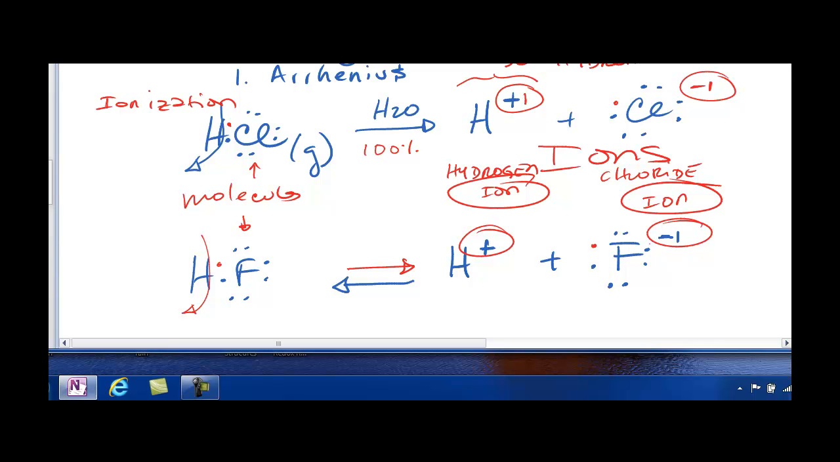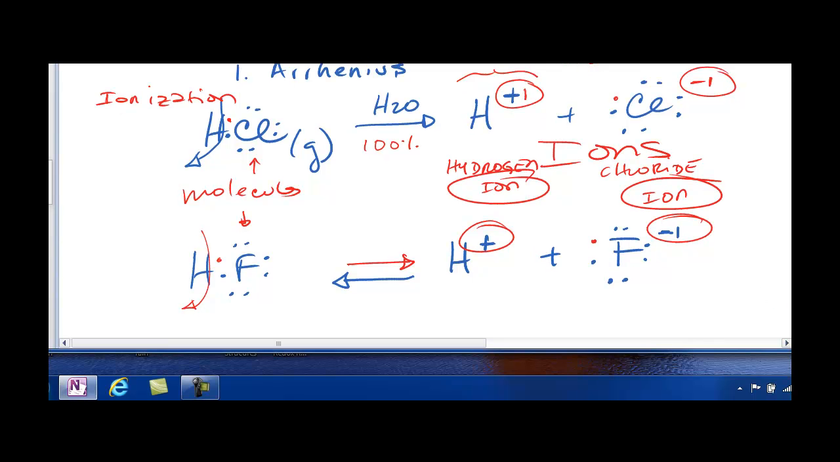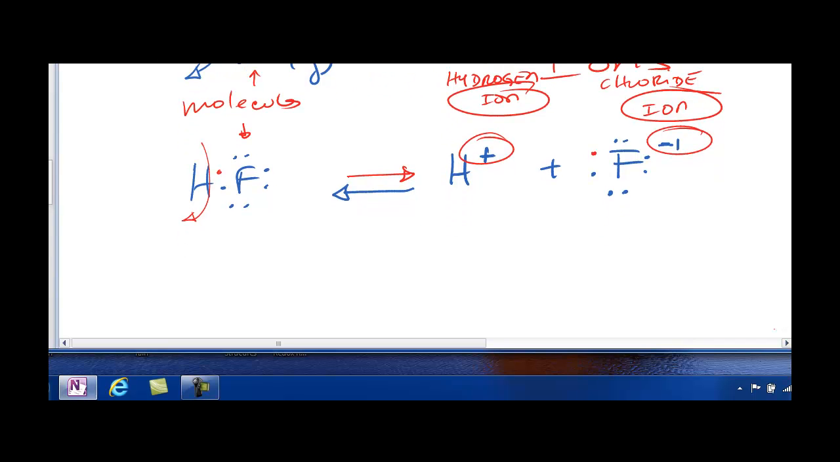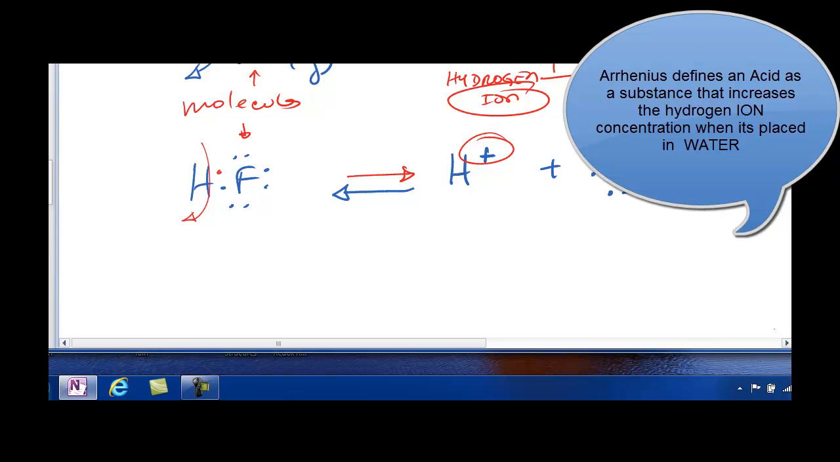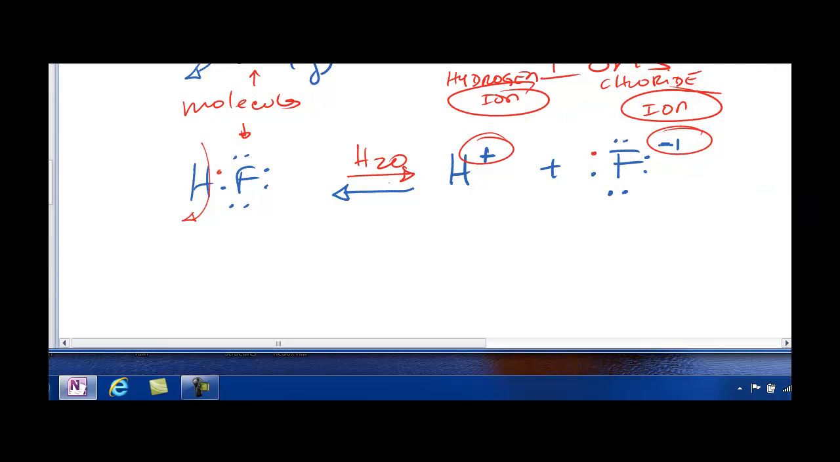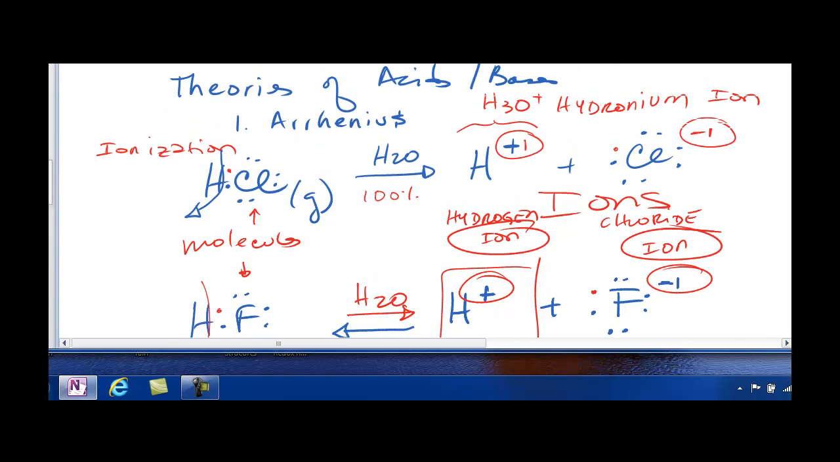Okay, so according to Arrhenius, the simplest definition of an acid is brought by Arrhenius. An acid is a substance that, when it's placed in water, and that's the first limitation, it's put in water as part of the definition, it increases the what? The hydrogen ion concentration. And the more hydrogen ion that you have in solution, the stronger the acid. So if I have hydrogen chloride, that's a strong acid. And a strong acid has a single arrow. We saw that previously.